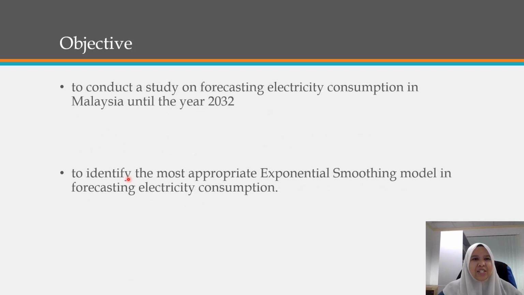So it is clear that this study is to forecast electricity consumption in Malaysia until the year 2032, and second, to identify the most appropriate exponential smoothing model in forecasting electricity consumption.